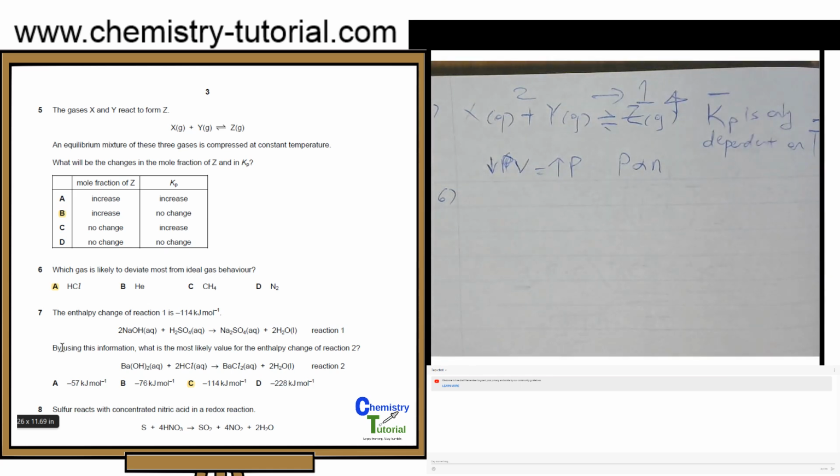You need to know the assumptions of ideal gas behavior, and one of the key assumptions is that there are negligible intermolecular forces of attraction. So now we need to check which one has the greatest intermolecular forces of attraction. Notice that your HCl, helium, CH4, and NH2, they possess simple molecular structure. So therefore, we will need to consider their ID.